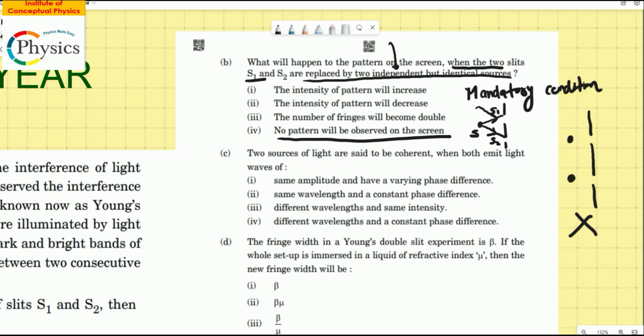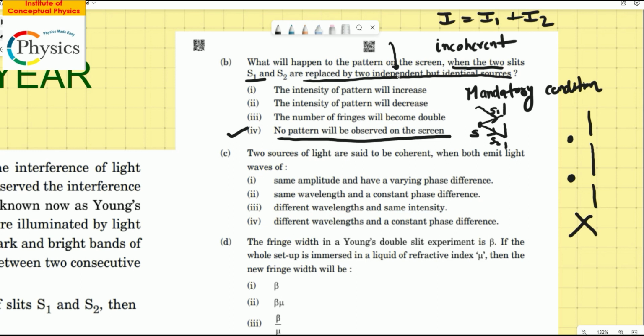What you will get is just an intensity which is equal to the sum of the two intensities everywhere. Whereas, in the case of the Young double-slit experiment, you get dark and bright fringes. So the answer to this question is, no pattern will be observed on the screen, because now the sources are not coherent. The sources are what is known as incoherent. The independent sources are called incoherent sources. They cannot give you any bright and dark fringe pattern.